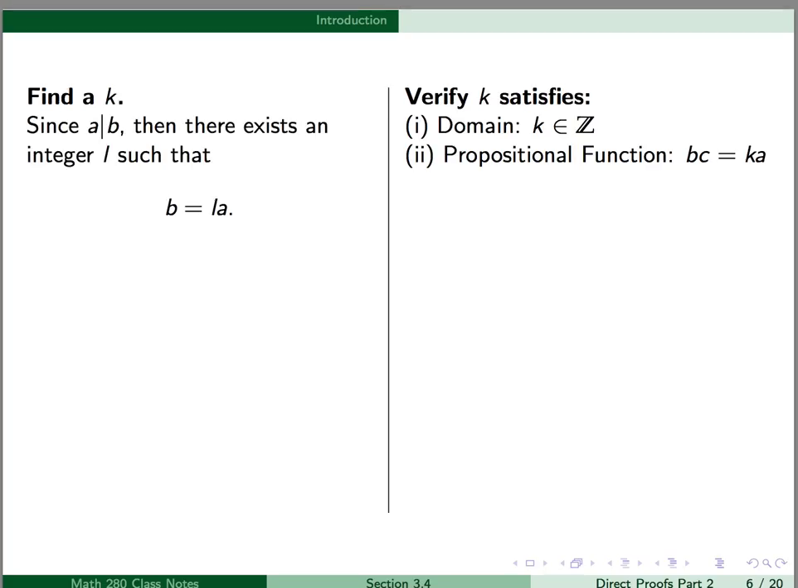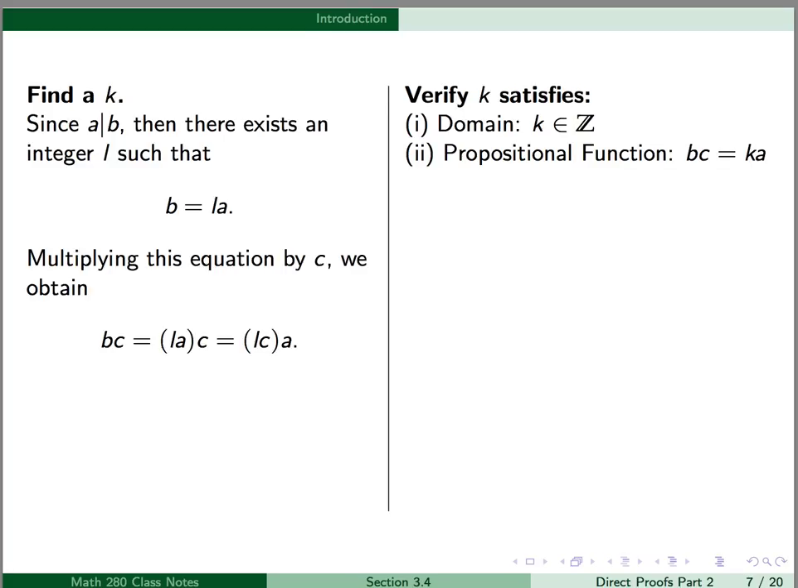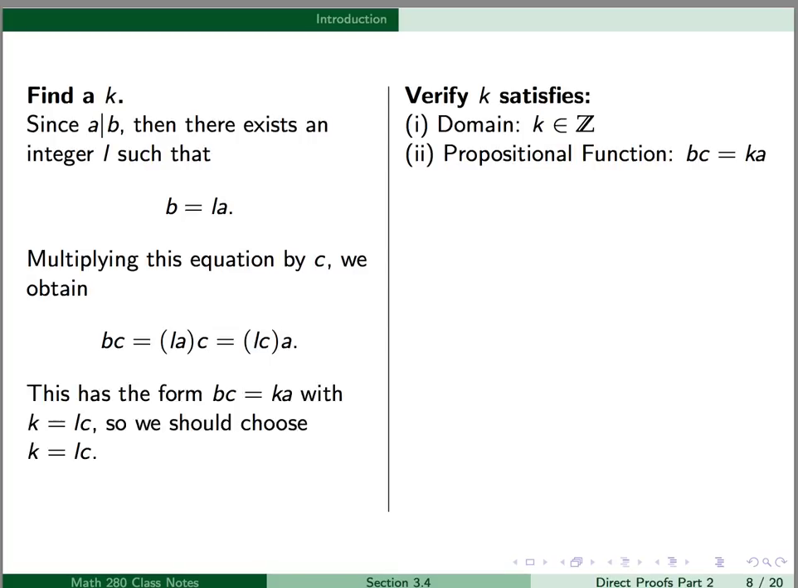In order to find our k, we're going to use our hypothesis that a divides b. Since a divides b, there exists an integer l such that b is equal to la. If we multiply this equation by c, we obtain bc is la times c, which we can regroup terms and rewrite as lc times a. Now, comparing this equation with our propositional function bc is equal to ka, we see that this has the form of our propositional function with k replaced by lc. So this tells us we should choose our k to be lc.